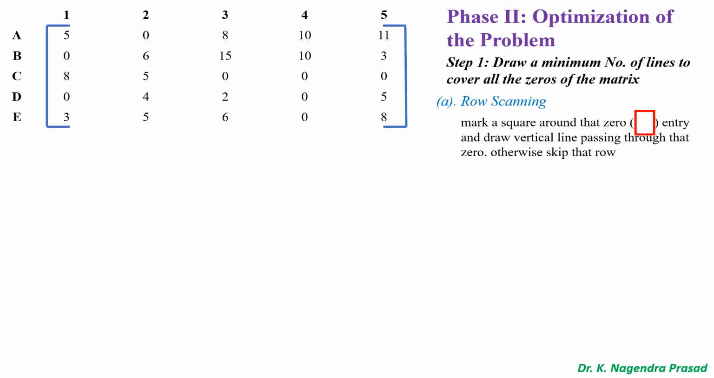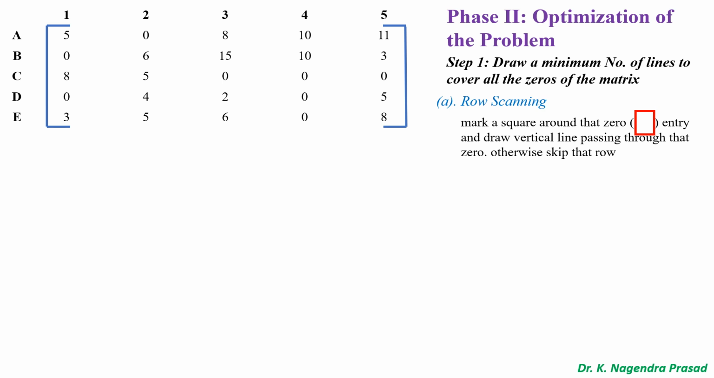Second phase is optimization of the problem. The first step is to draw a minimum number of lines to cover all the zeros of the matrix. For this, first you have to do the row scanning. In row scanning, start from the first row and observe if there is exactly one zero in that row, then mark a square around that zero and draw a vertical line passing through that zero.